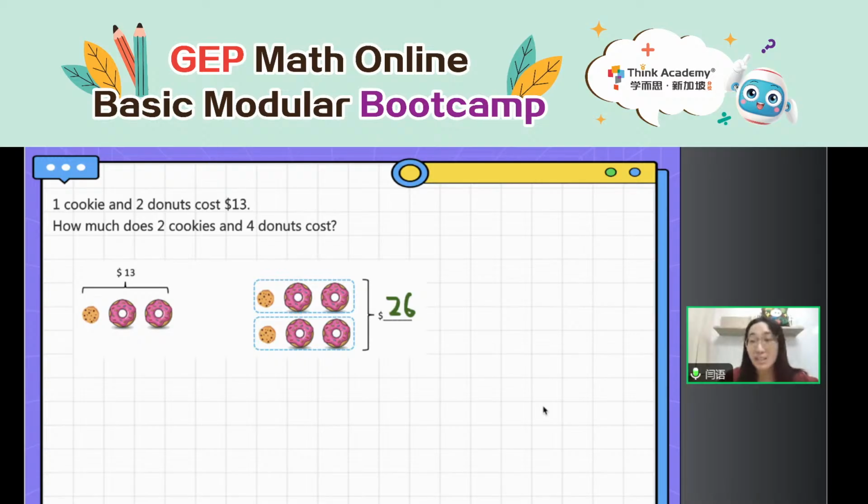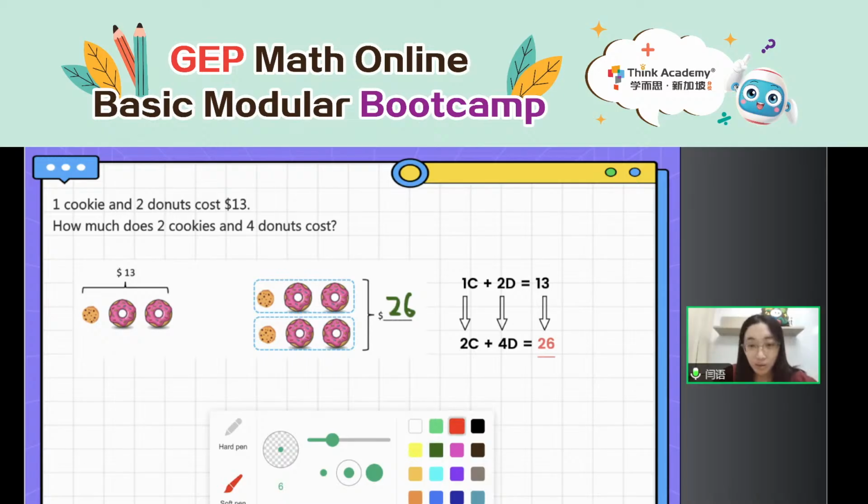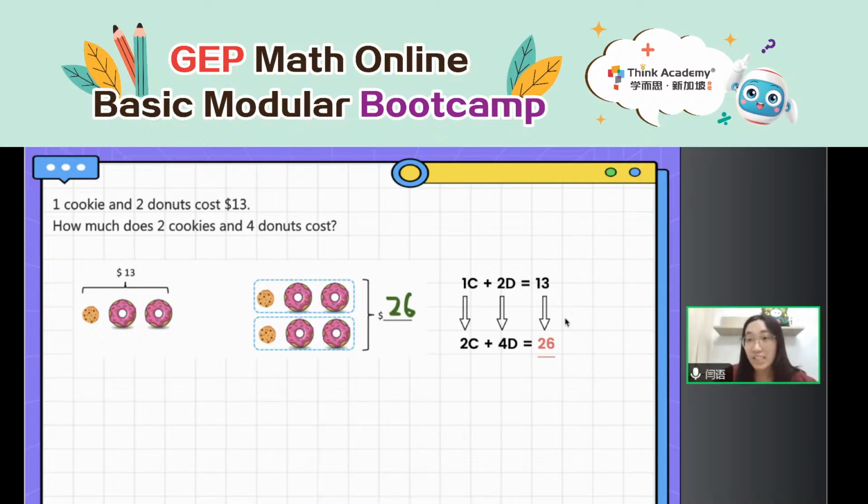But since it is a word problem, actually we cannot always draw out some pictures, right? So here, let me show you how we list the equation. According to the sentence, we can build the equation 1c plus 2d equals 13. And what is the question asking you? The question is asking what is the value of 2c plus 4d? We already know that it is 26, and let's try to observe. From 1c to 2c, from 2d to 4d, from 13 to 26. So what can you find? You will see that for every part of the equation, we must multiply by 2 at the same time.